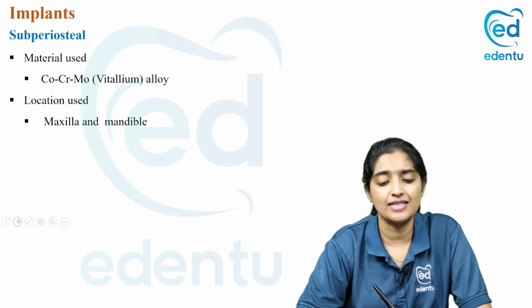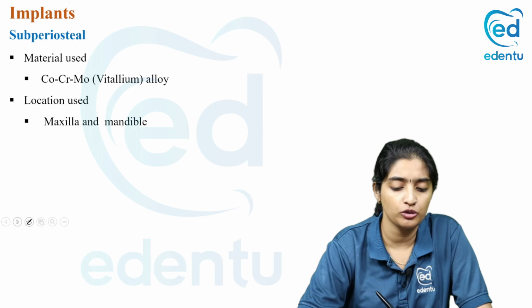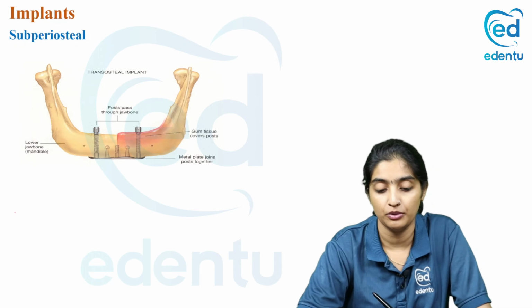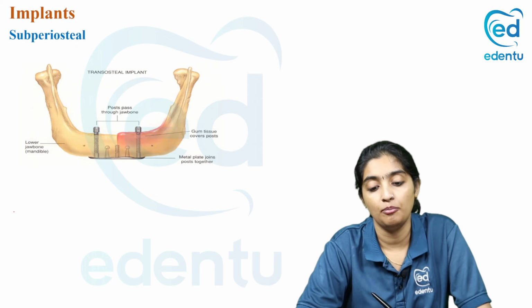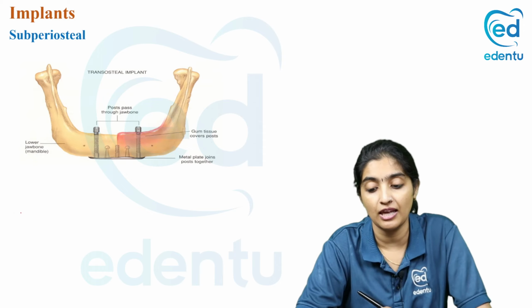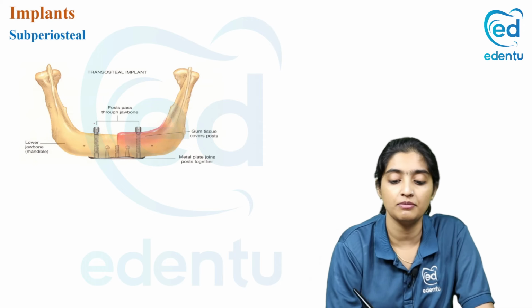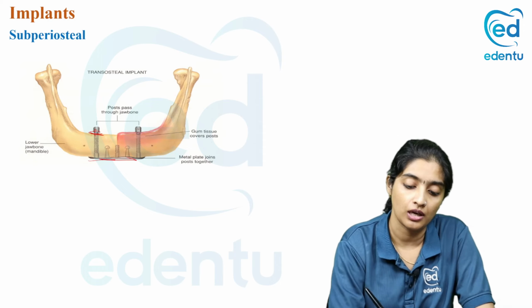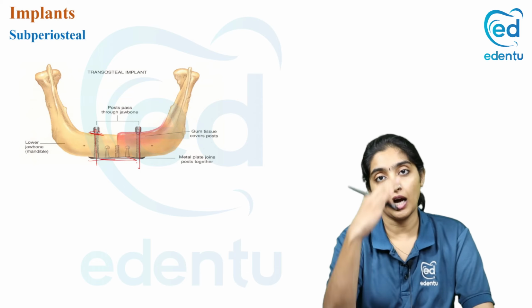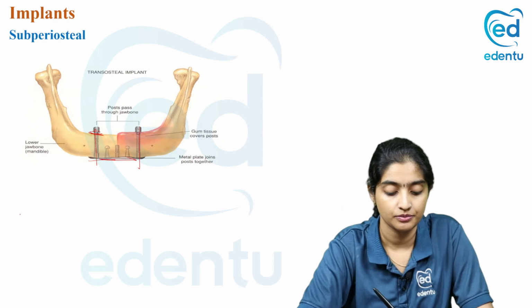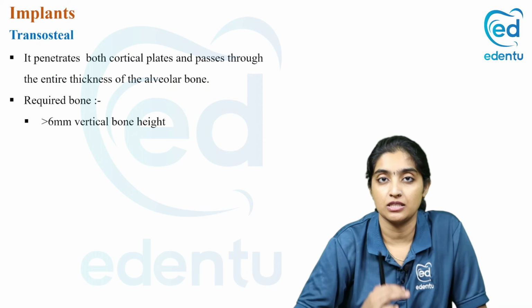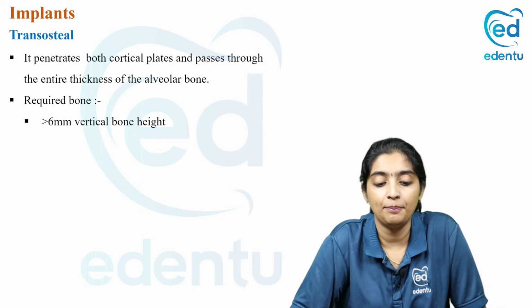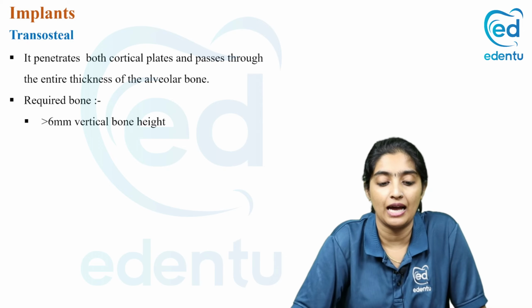Mostly used are Vitallium alloys, and it can be used for both maxilla and mandible, most commonly for the mandible. Next is subperiosteal, and next is transosteal. Transosteal means from here to here, across the margins of the bone. It penetrates both the cortical plates on top and below and passes through the entire thickness of the alveolar bone.